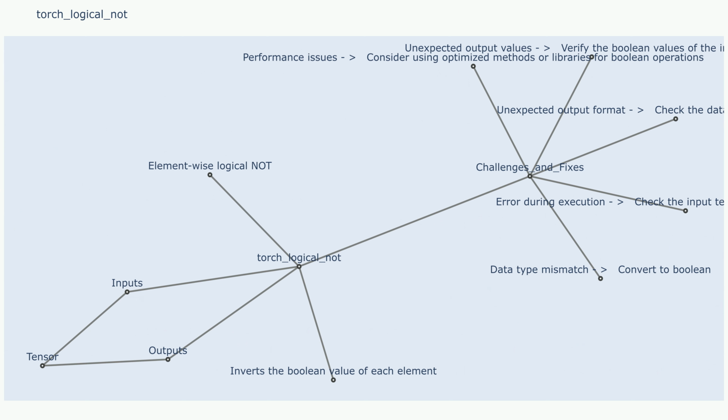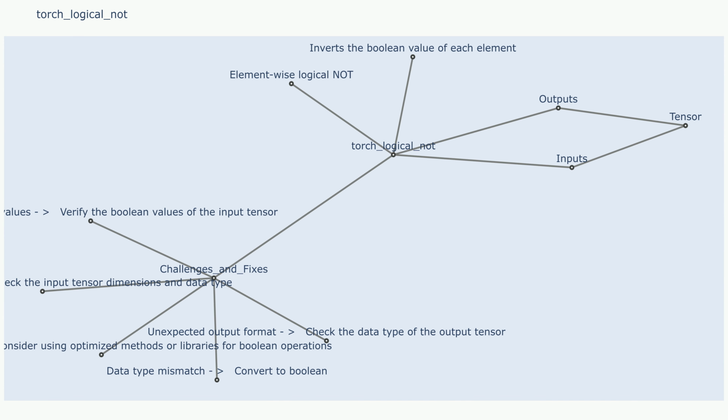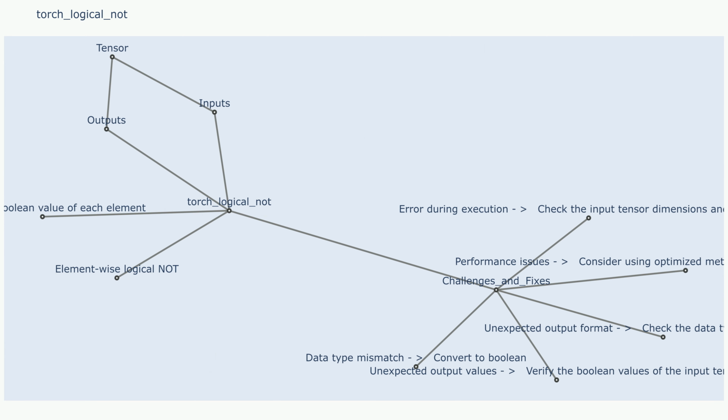Integers or floats, the function treats non-zero values as true and zero values as false. Sample use case that resulted in challenge 1: torch.logical_not(torch.tensor([1, 2, 0, -1])) will return tensor([0, 0, 1, 0]).